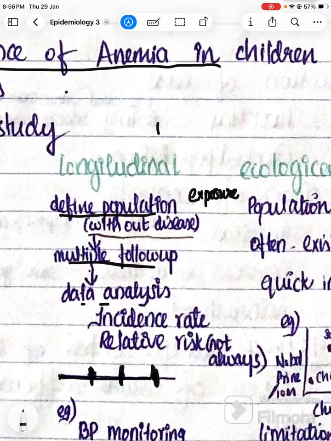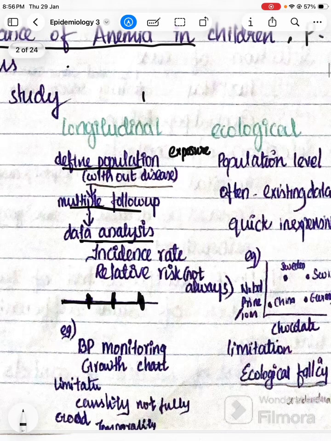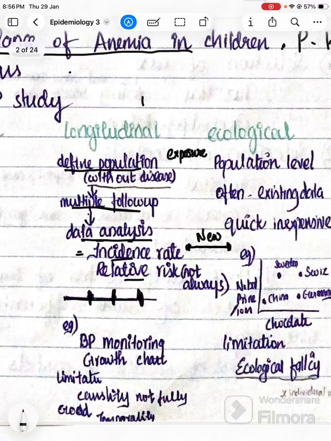And then data analysis, right? The calculation we are going to do here is incidence rate, which is the number of new cases in a period of time, right? Initially there won't be any disease, after some time disease is going to develop. So in the cross-sectional study we are going to study the prevalence, all cases together. Here only the new cases. Relative risk can be calculated by longitudinal study, not always, but okay.